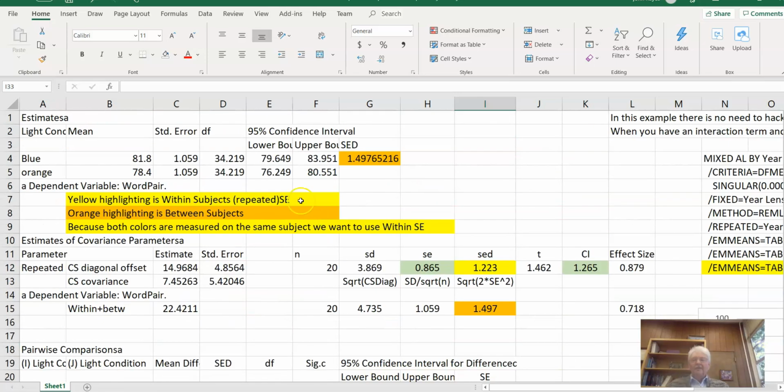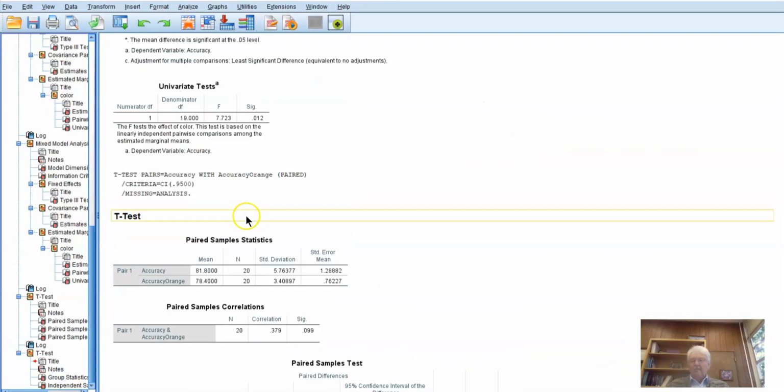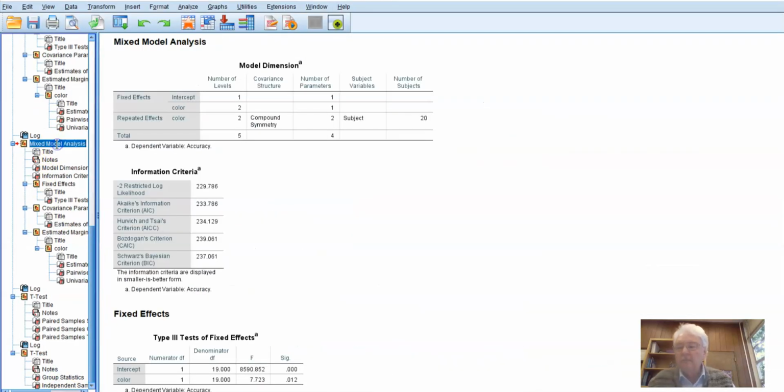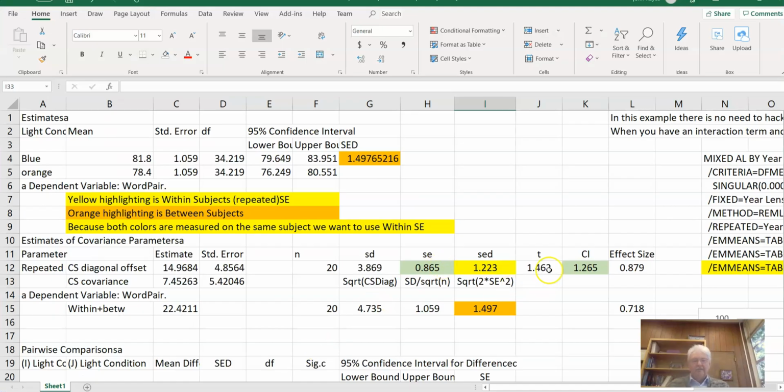I hope this clears things up. When you get your output from a Proc Mixed, and you go to the estimates, and you copy this into Excel so you can do your graph, do not use these standard errors. You still have to figure it out.